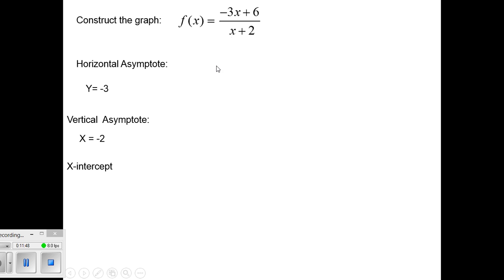What's the x-intercept? Quite easily, just determine the value of x causing the numerator to go to 0. And that, of course, is -3x plus 6 equals 0, -3x equals -6, x equals 2. And the y-intercept, again, set x equals 0. You've got 6 over 2. That's simply 3. So we'll put it all together.